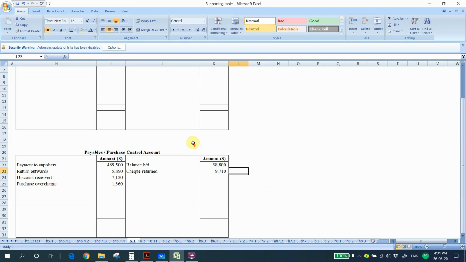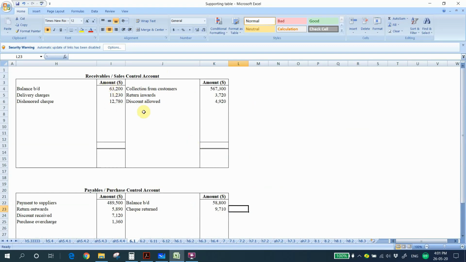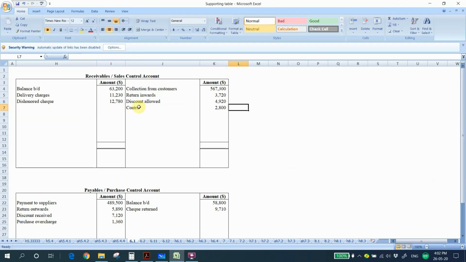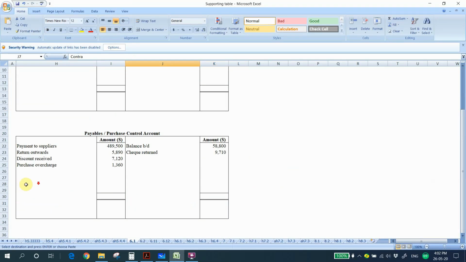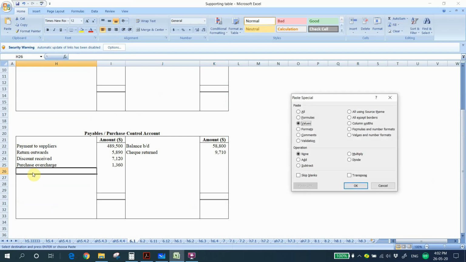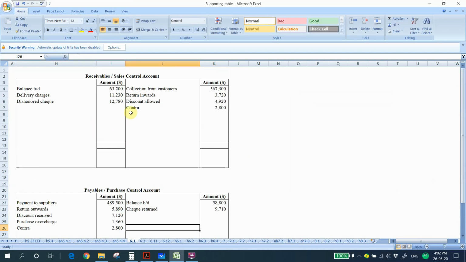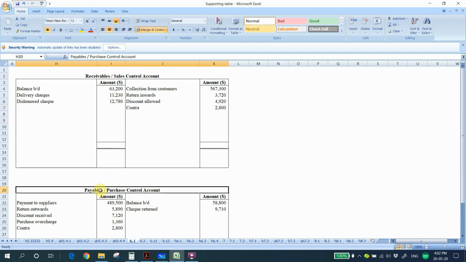So we look at the receivable first. For contra, we record on the credit side 2,800, and for your payable control account, we write on the debit side 2,800, because the contra will reduce your receivable and payable at the same time.